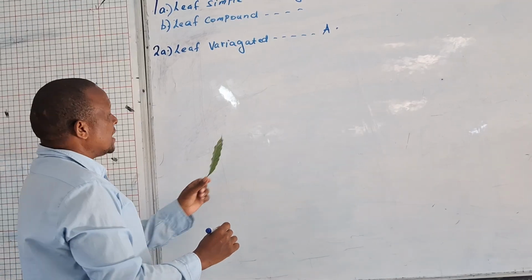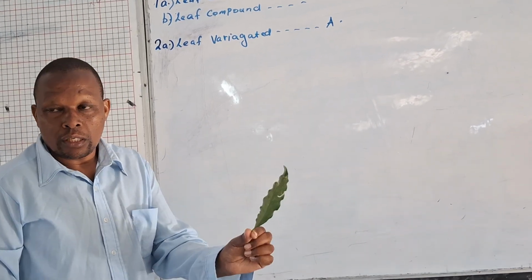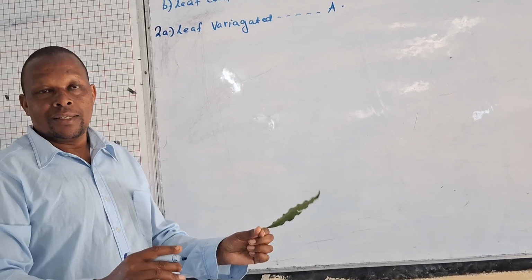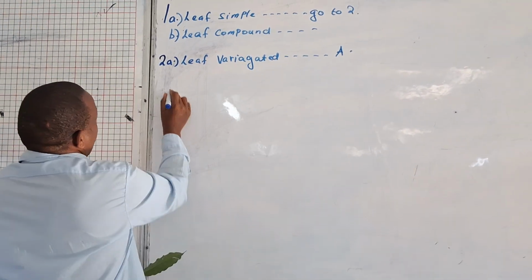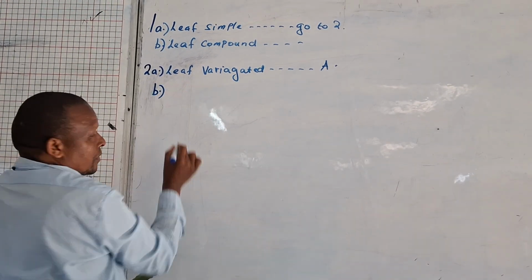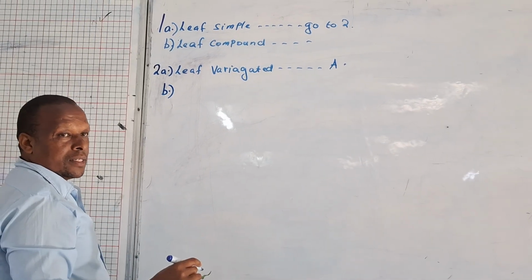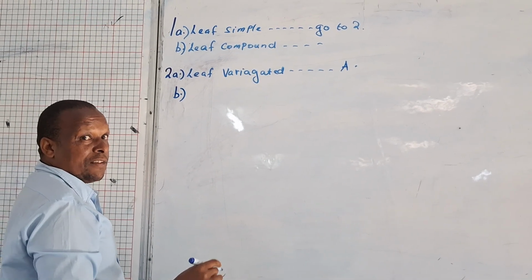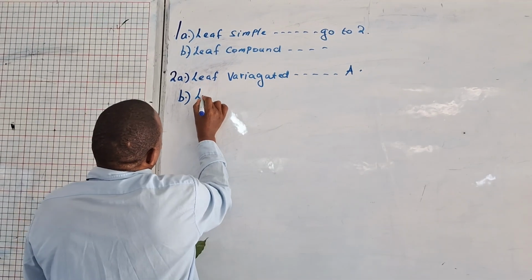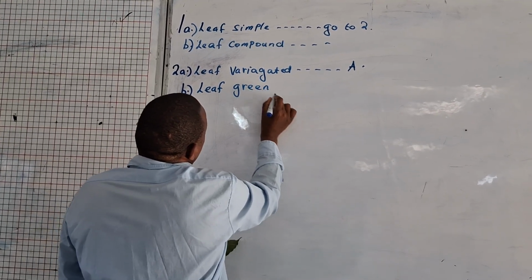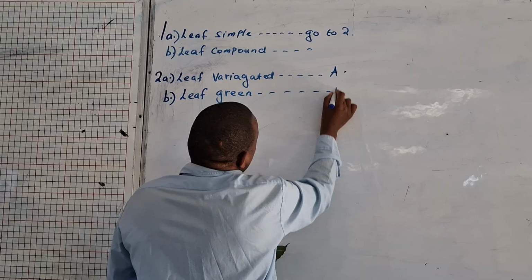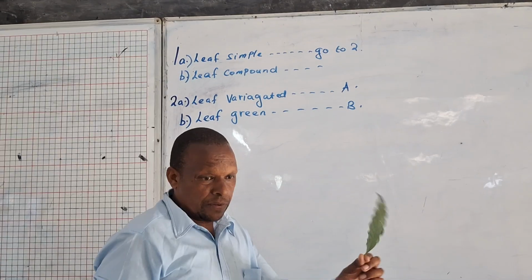Okay? Or you can say leaf green. The whole of it is green. But the other one is variegated. So can you say non-variegated or green? Which one is better? Green. Let us use green. Leaf green. Okay? Fully green. What's the identity? Green. So we are done with this specimen.